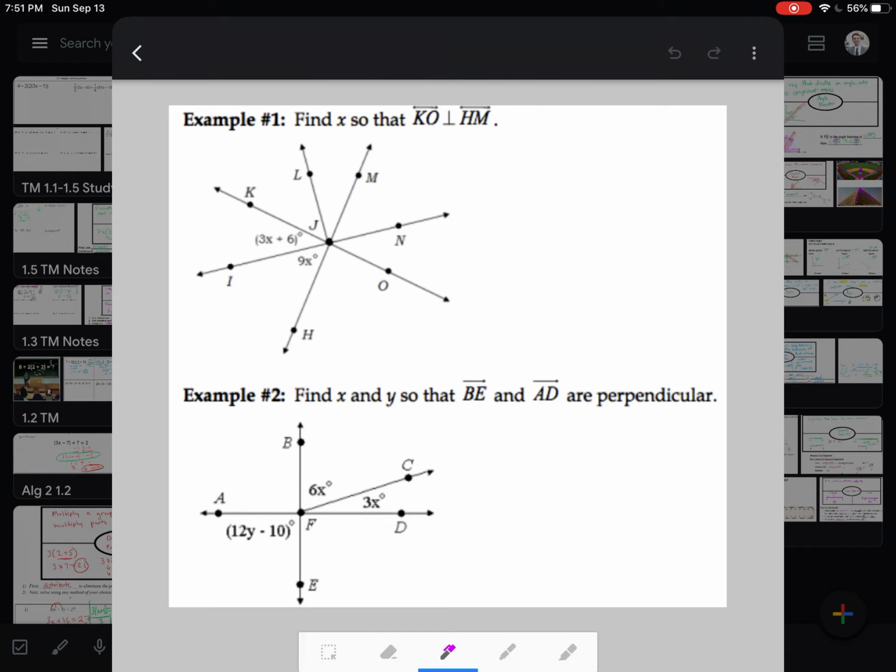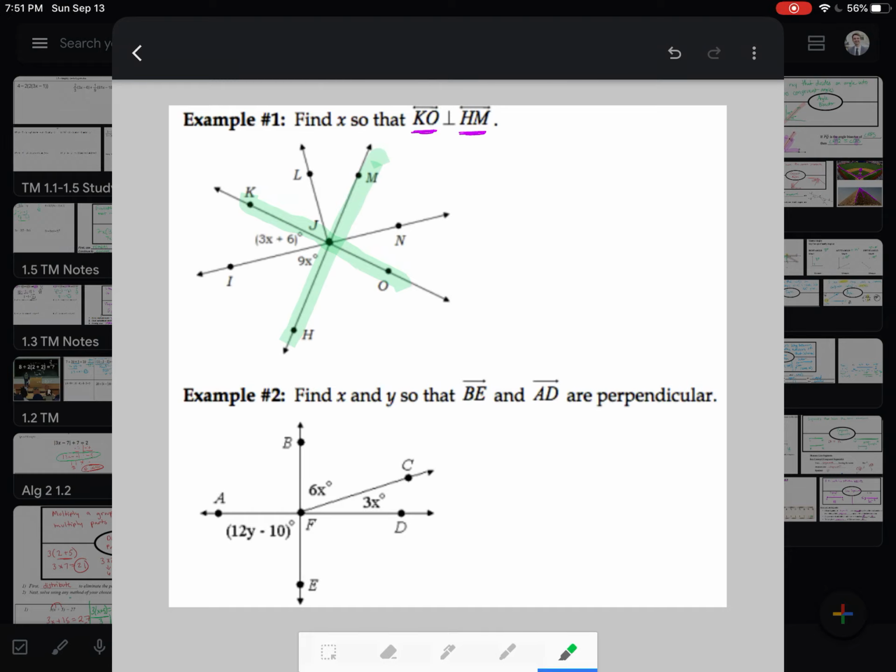And let's start off with our first one. So a little bit of algebra solving based off of these definitions. So we need to make sure that KO is perpendicular to HM. So we need some right angles here. So first let's find KO and highlight it. And we need HM to be perpendicular here.